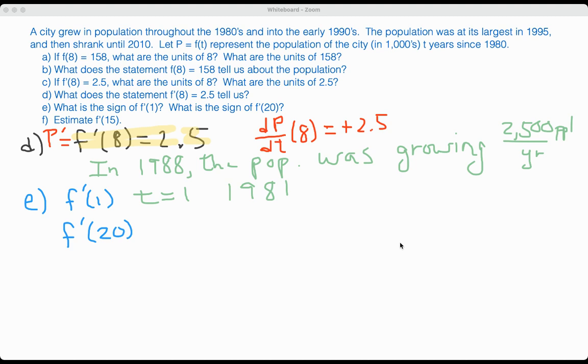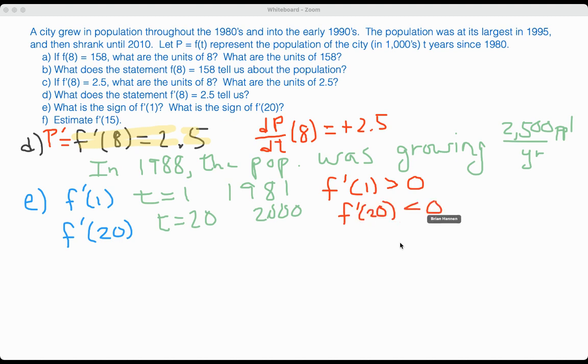Well, actually, up top in the description of the problem, it said that the population is increasing up until about 1995 when it hit its peak. So if we wanted to know how the population's changing in 1981, it's growing. It is positive. The answer to part E for the first one is positive. Likewise, in the next part where t is 20, that's the year 2000. And it just so happens that in the year 2000, the population is going down. It has a negative sign.